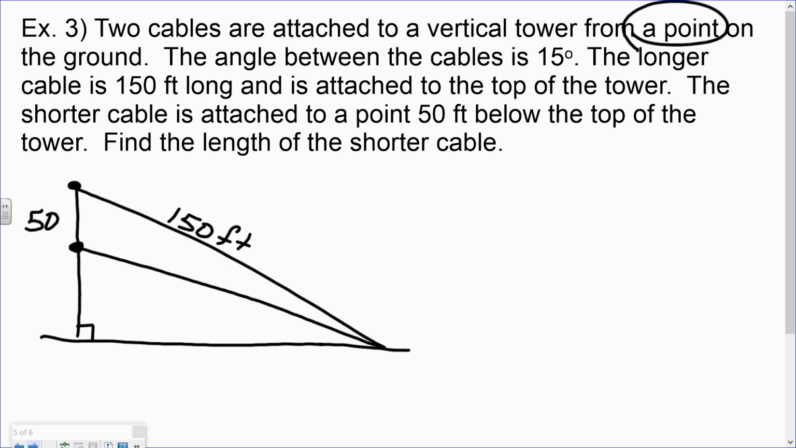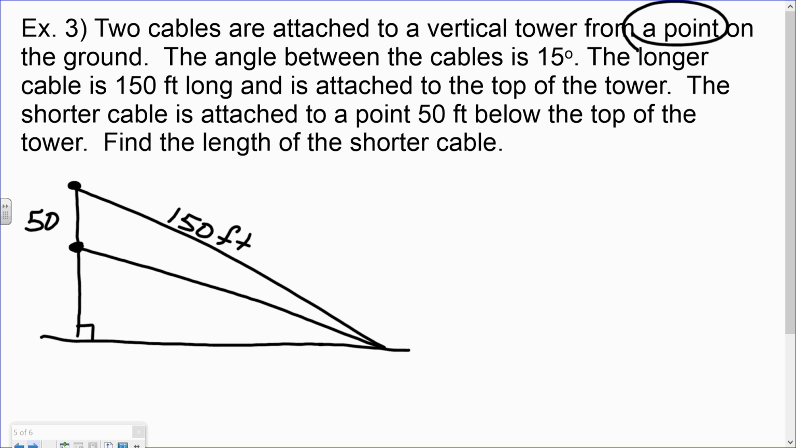I wanted to emphasize that because every year I have several students that insist on trying to draw a parallel hypotenuse, and that's not what this problem is. Then let's see, what else does it tell me? The angle between the cables is 15 degrees. So point, kind of, where is that angle?